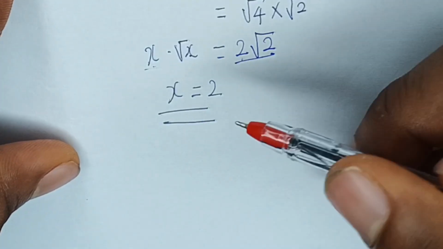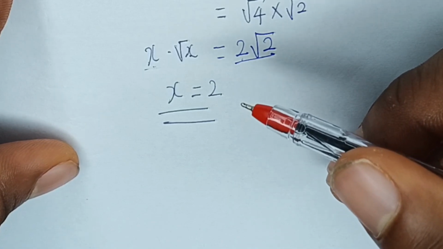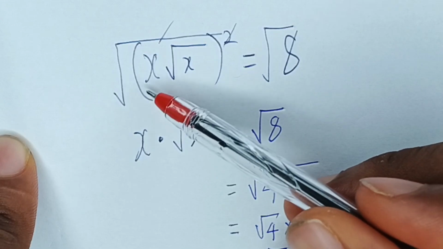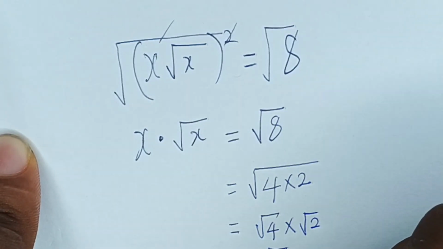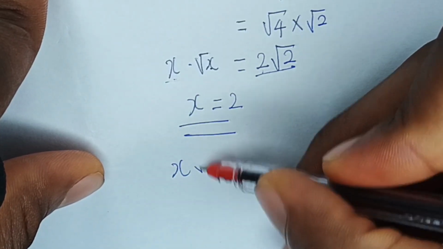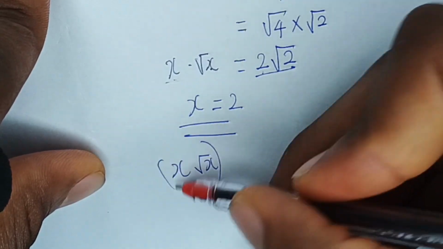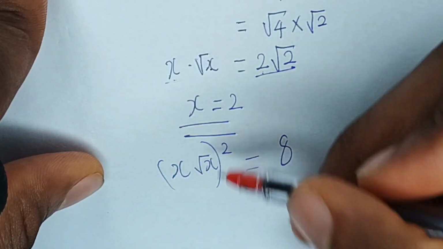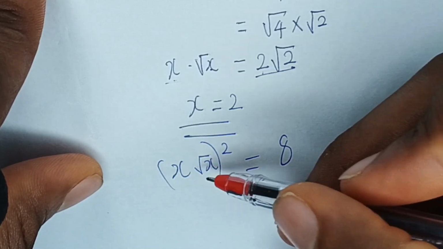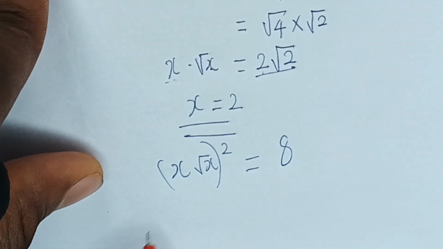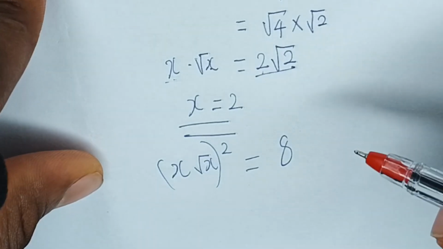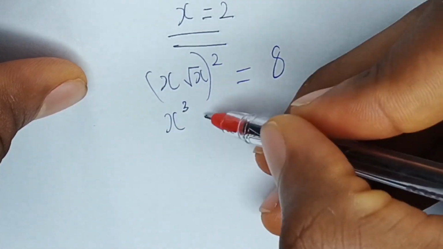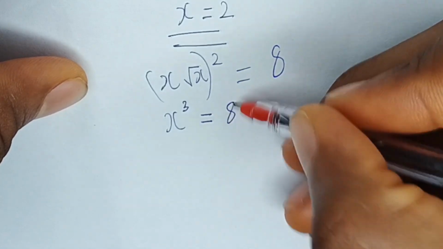Alright, but this is only one of the answers for x, because recall that you had in this question x times, so let me write it. So you have x times square root of x all squared is equal to 8. X squared is x squared. Square root of x squared, however, is x. X squared times x is x cubed. So if you have x cubed is equal to 8.